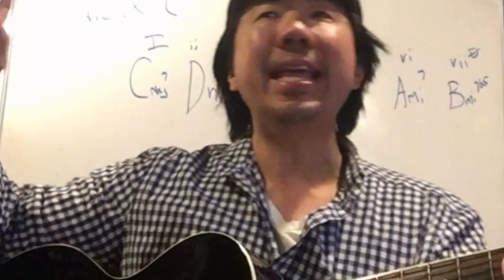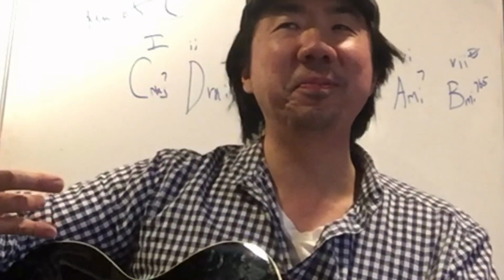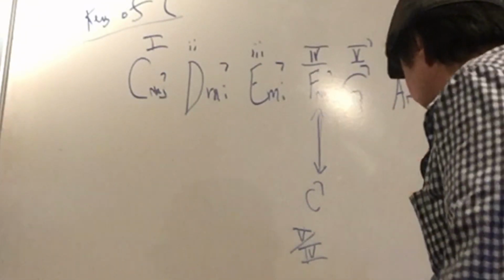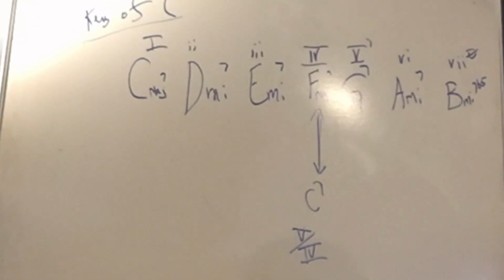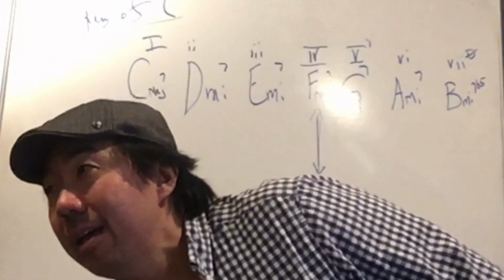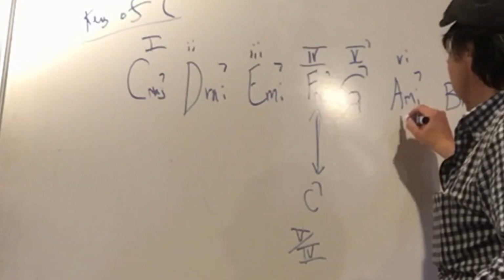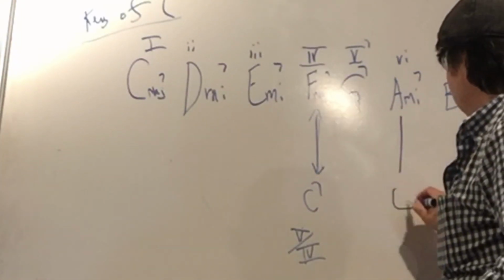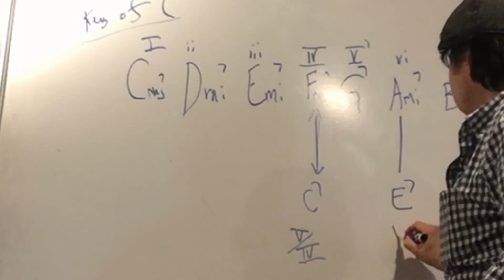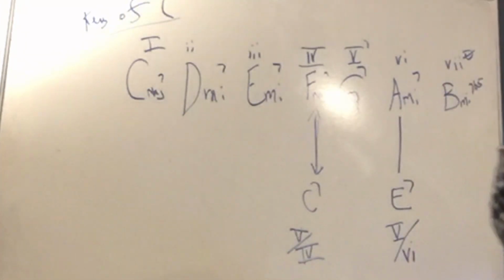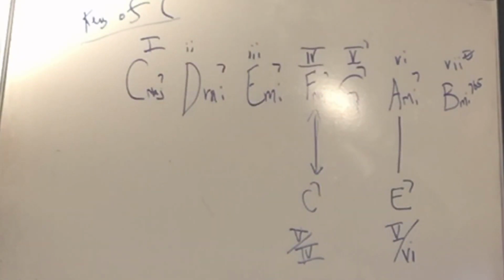E7 is the 5 of what? A. Good, of A, which is the 6th chord. It's A minor 7 in the key of C. So that's where that E7 comes in. If you're wondering, wait, E7 is not in the key of C. It's not. It's supposed to be E minor, but E7 is the 5 of A minor. So in this song, that would be called the 5 of the 6. So that's the secondary dominant there.